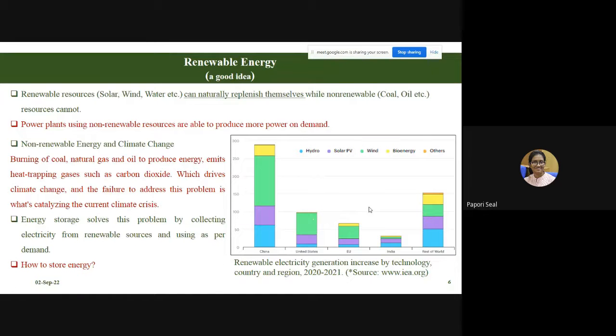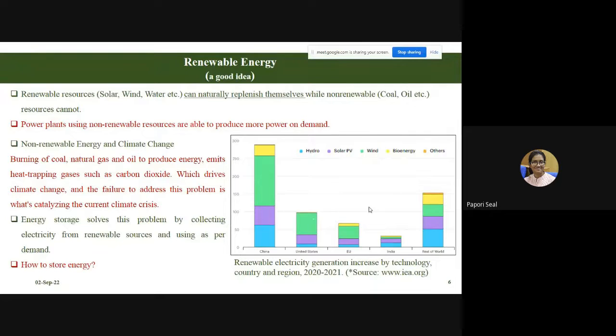Now, renewable energy, this is a good idea. Why? Because it can naturally replenish itself. Examples are solar, wind, water, all these things. But non-renewable coal and oil, which we have used too much in the last few decades, are non-renewable. That means if you use them once, they change their form to some other state and cannot be used anymore. So if we are done using all the coal, oil and fossil fuels available to us, then what will you do? How will we survive?